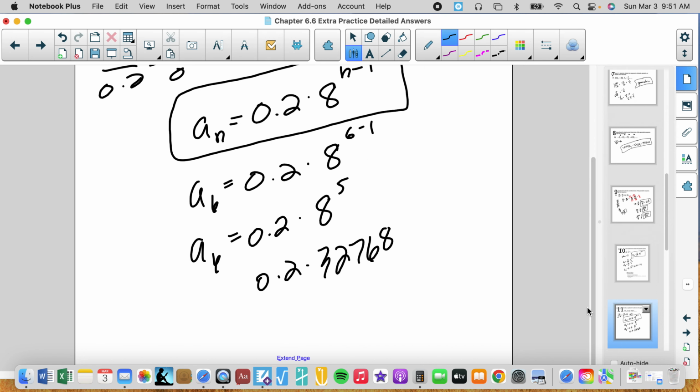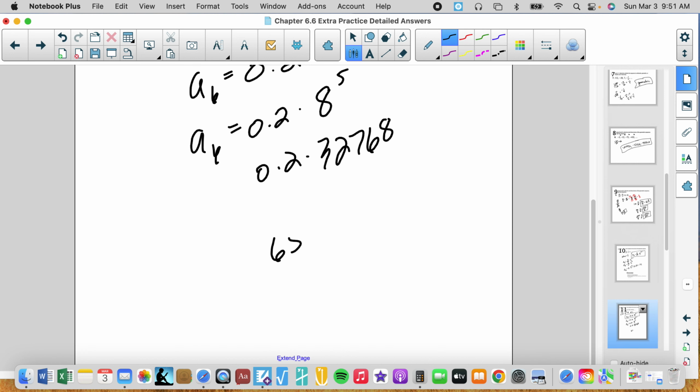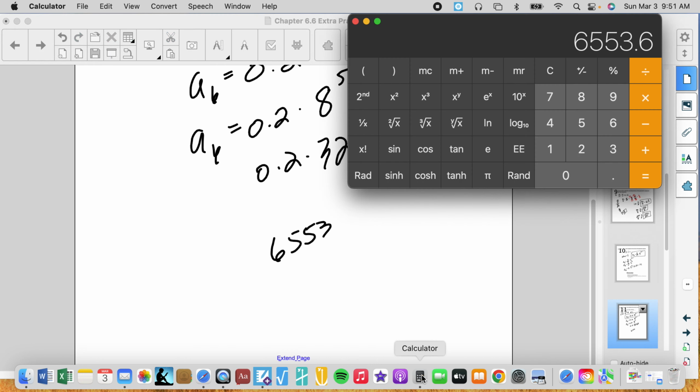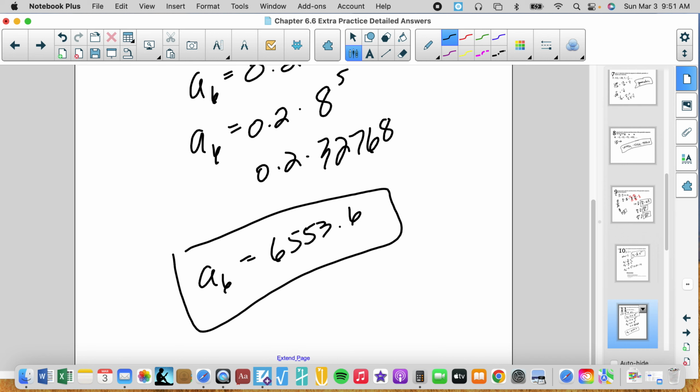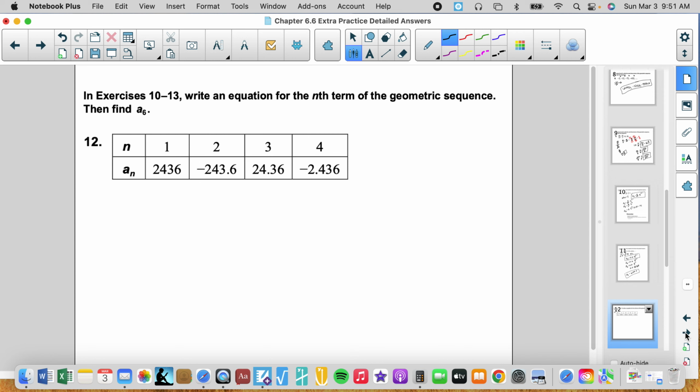6553.6 is a to the 6th. The sixth term in the sequence, super fun.